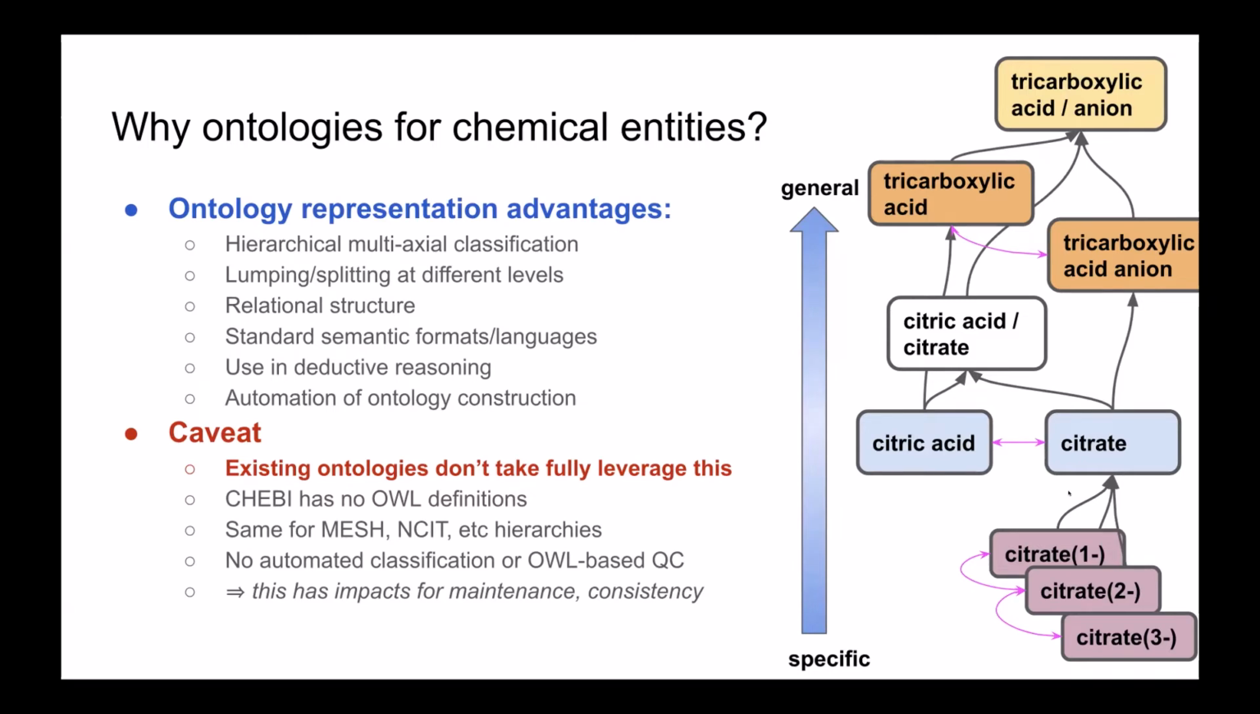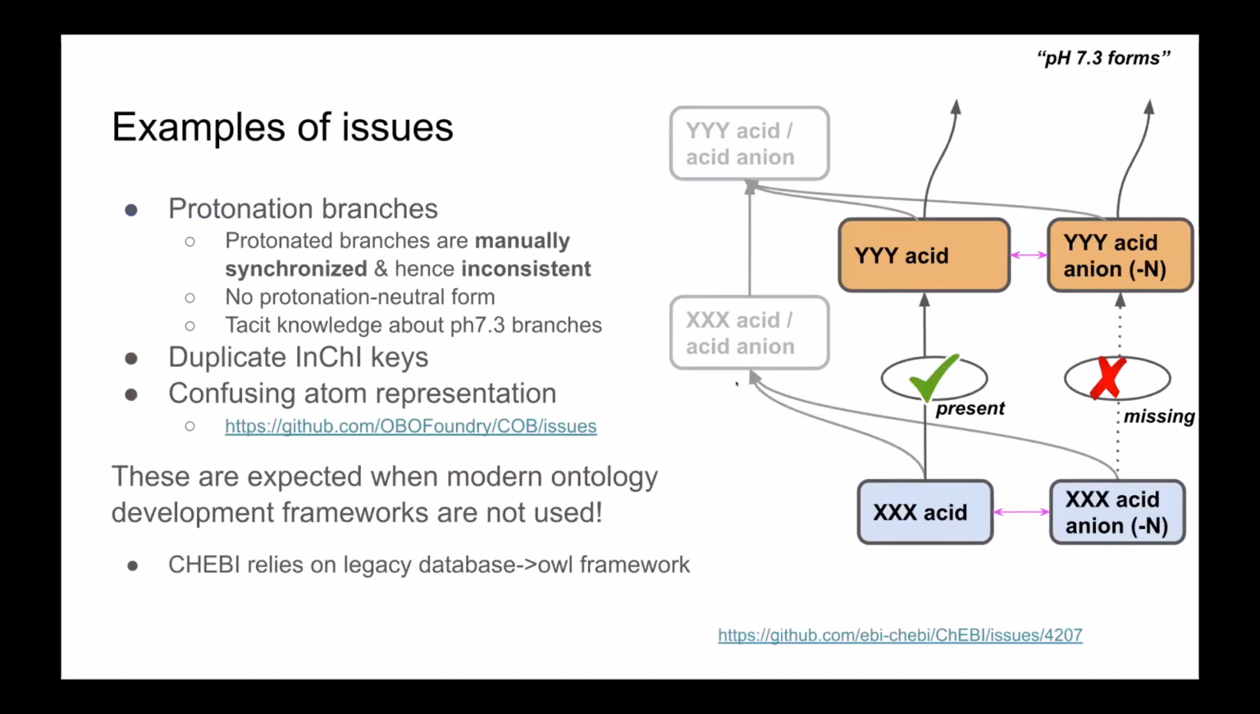But unfortunately, many of the existing ontology representations don't take full advantage of this kind of ontology structure. ChEBI doesn't have any OWL definitions, nor do any of the other ontological representations of chemical entities. And this means that we can't leverage a lot of automated techniques, such as automated classification using OWL reasoners, or automated QC, also using OWL reasoners. And this isn't just a theoretical concern. This actually has practical implications for some of these ontologies.